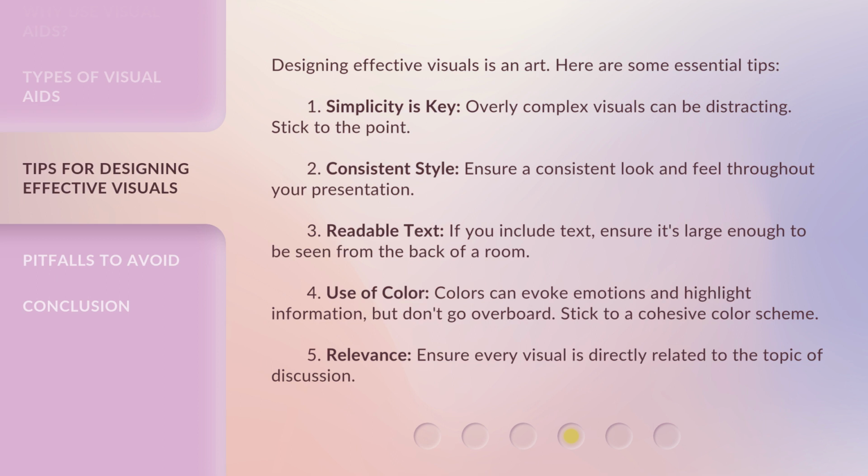3. Readable text. If you include text, ensure it's large enough to be seen from the back of a room. 4. Use of color. Colors can evoke emotions and highlight information, but don't go overboard. Stick to a cohesive color scheme. 5. Relevance. Ensure every visual is directly related to the topic of discussion.